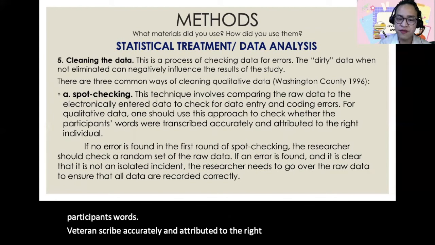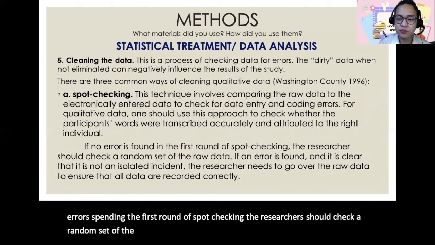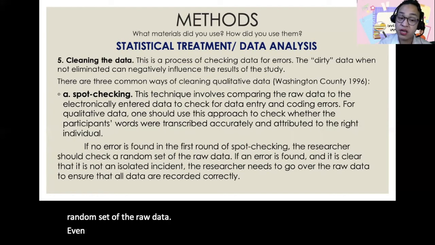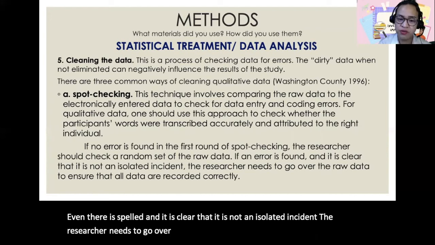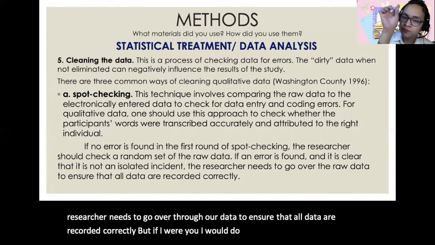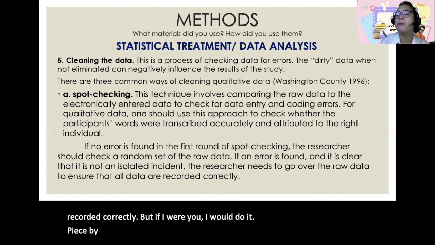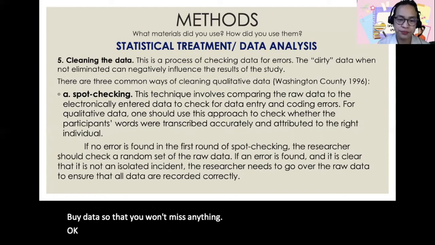If no error is found in the first round of spot checking, the researcher should check a random set of the raw data. If an error is found and it is clear that it is not an isolated incident, the researcher needs to go over the raw data to ensure that all data are recorded correctly. But if I were you, I would do it piece by piece, meaning by data, so that you won't miss anything. Okay, spot checking.